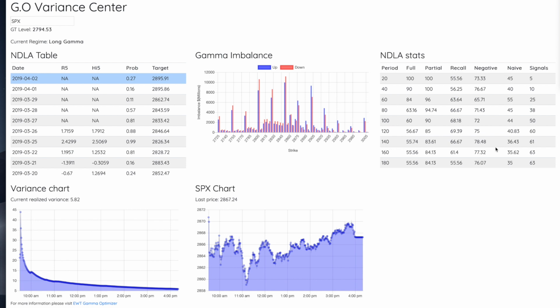The Variance Center also offers the GT level, which I think is a little gem. This is the hidden gem in the tool. The GT level is that level where option dealers are neutral in terms of gamma. So the computation is very simple. You know that in SPX options, dealers are buying and selling options, calls and puts. They are making markets for you.